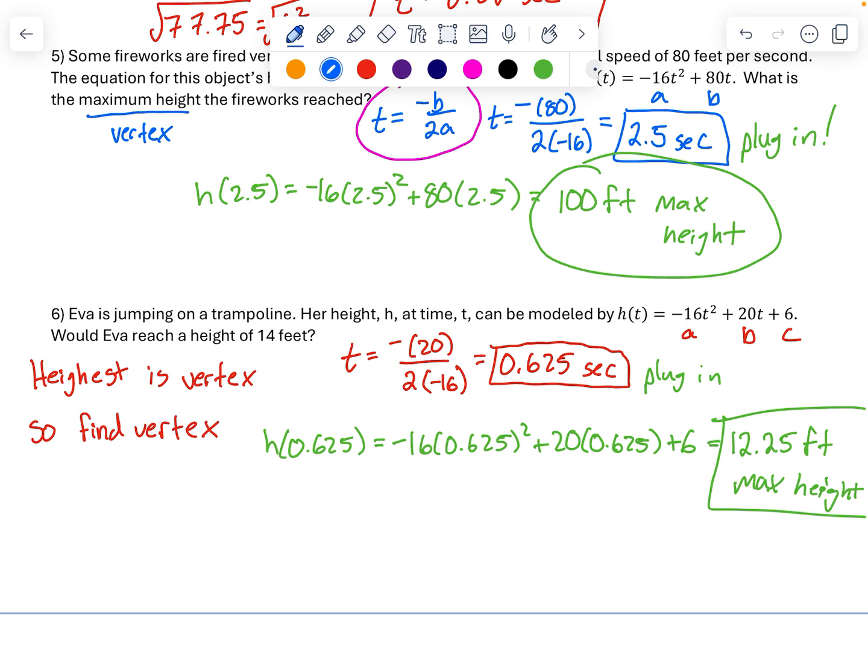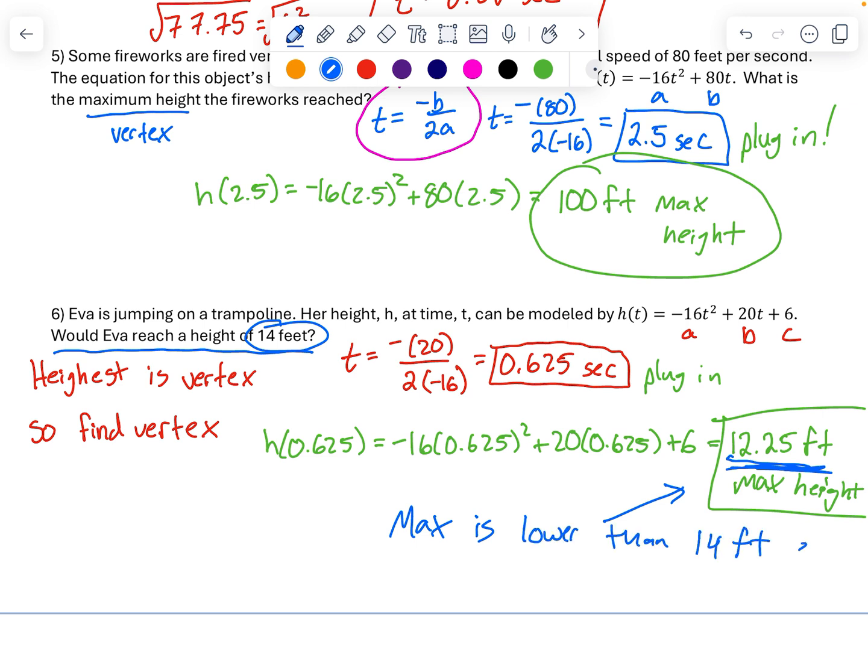So the question is, would Ava reach a height of 14 feet? Well, if 12.25 is the maximum, no, she wouldn't, because she never would reach 14, because the highest she's reaching is 12.25. So the max is lower than 14 feet. So she never reaches 14 feet.